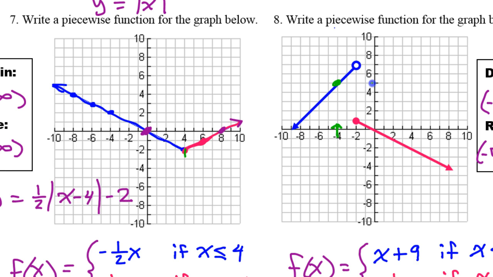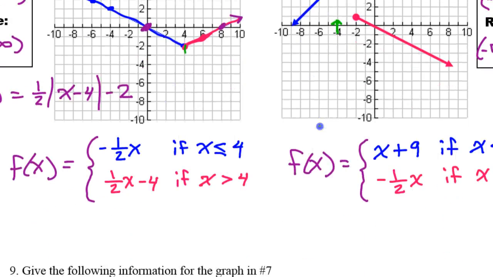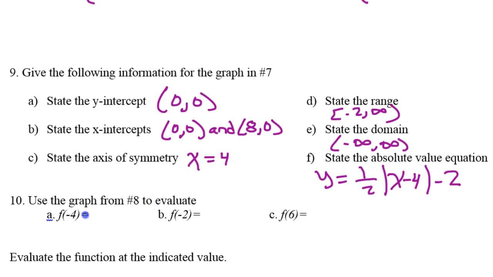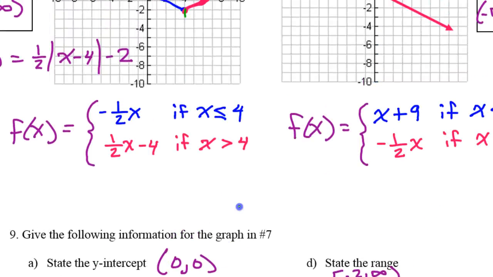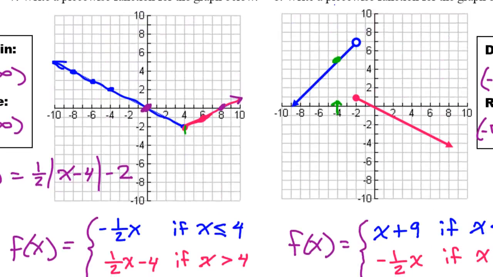Basically, the y value is 5. So that's going to be the value of the function at -4 is 5. So basically, you're given an x value, and you're being asked for the y value that goes with it. What about -2? What's the value of the function at -2?